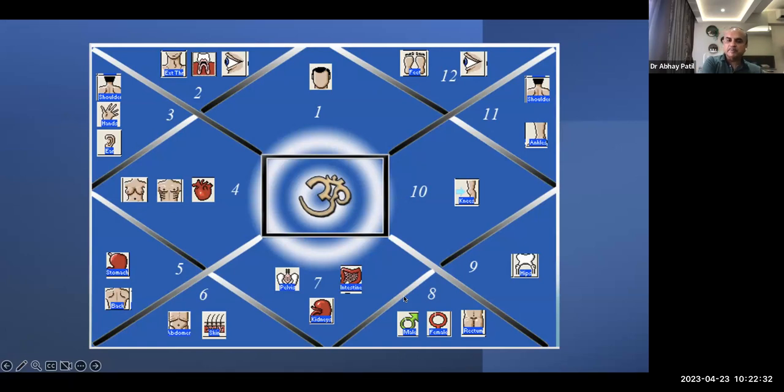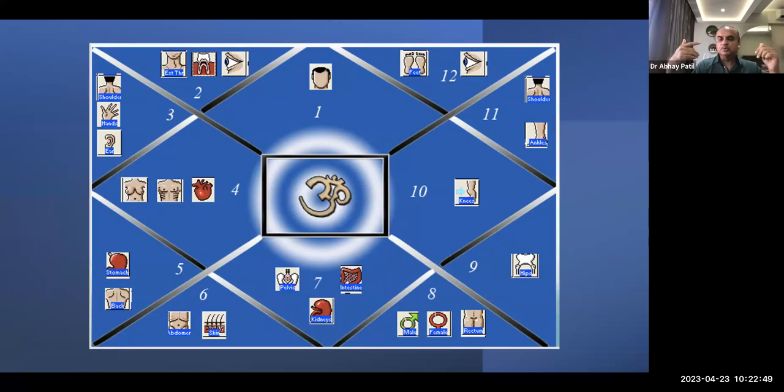If he has many more planets on the left side, you know he's a left-sided person, he's an emotional person. If there are many planets on the right side, you know he's an egoistic person, he's a dominating person, he's a workaholic person, or he's a practical person.